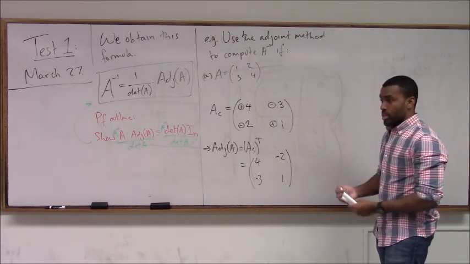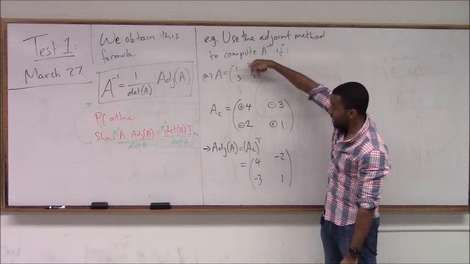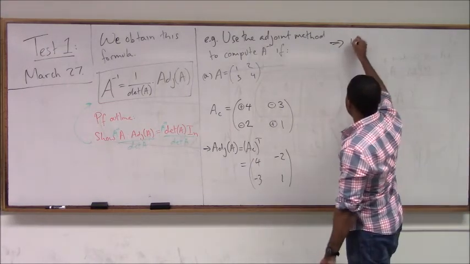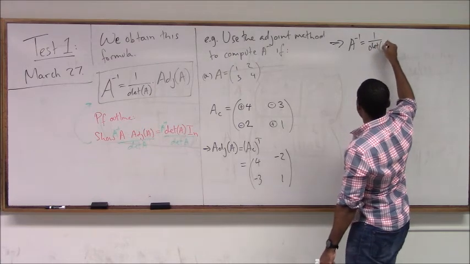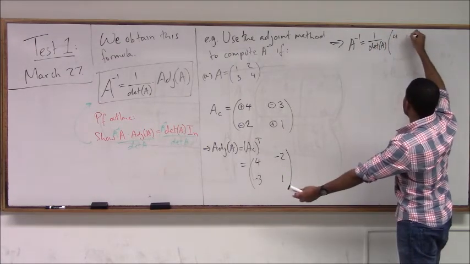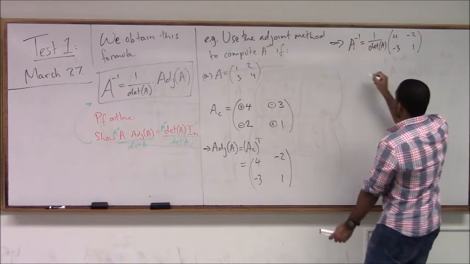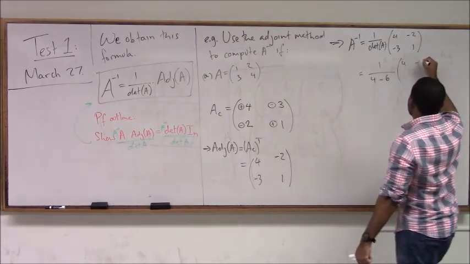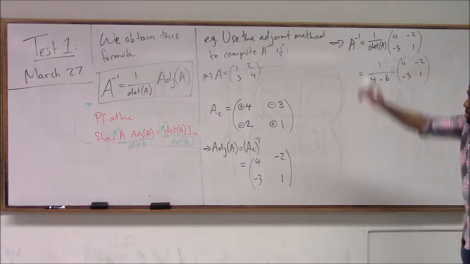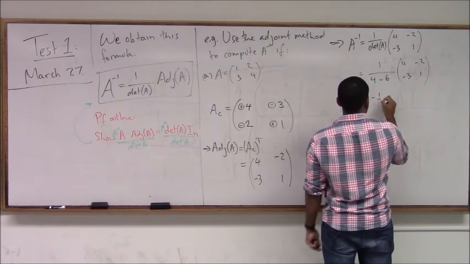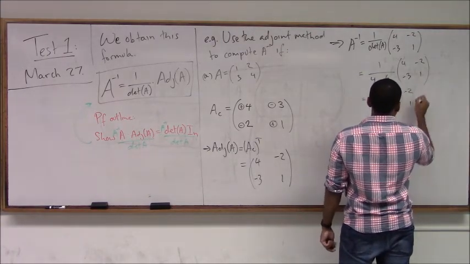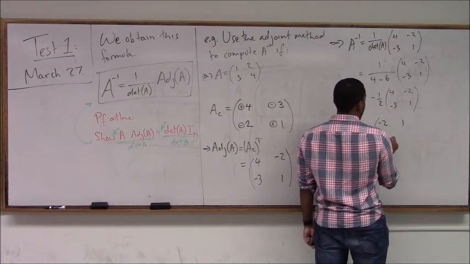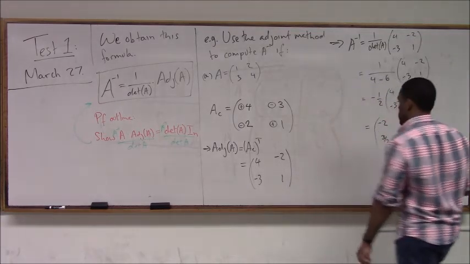You can notice this is the shortcut. This is where the formula comes from, where they said you just swap these two and then change the sign of those two. It was derived by this formula. And so A inverse is going to be 1 over the determinant of A times this matrix, 4, minus 2, minus 3, 1. The determinant of A is going to be 4 minus 6. Right, this times this minus that times that. And so that's minus a half times 4, minus 2, minus 3, 1. Or in other words, you can multiply the half in. This would give us minus 2, 1, 3 over 2, minus a half, which should be the answer we got last time.